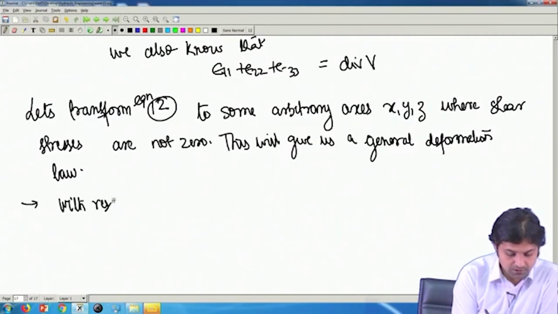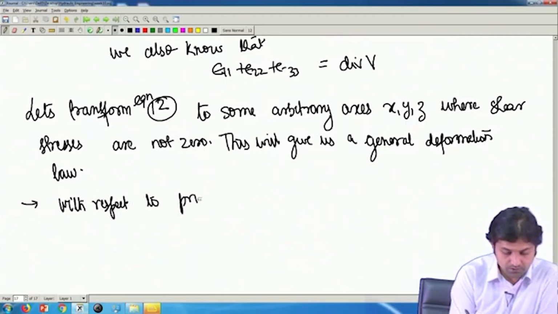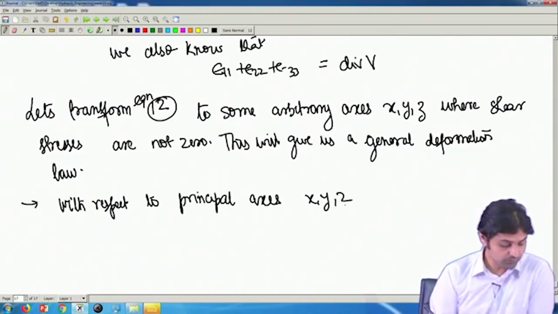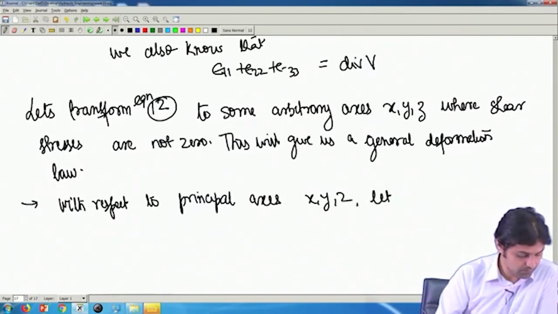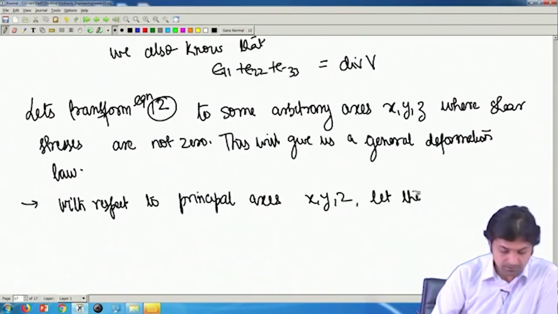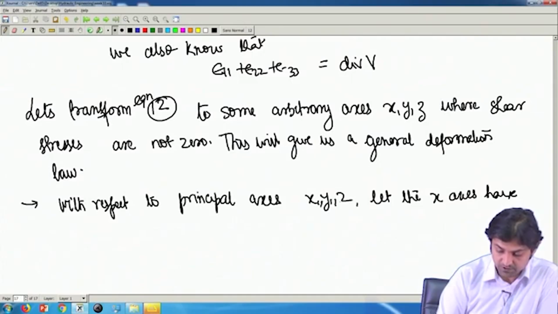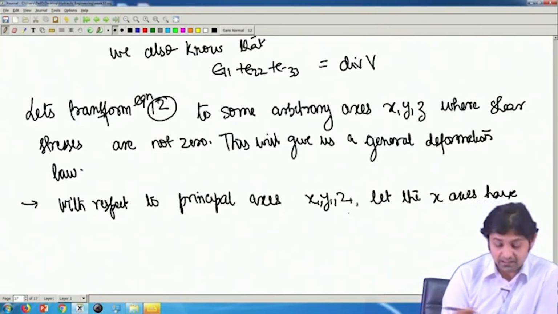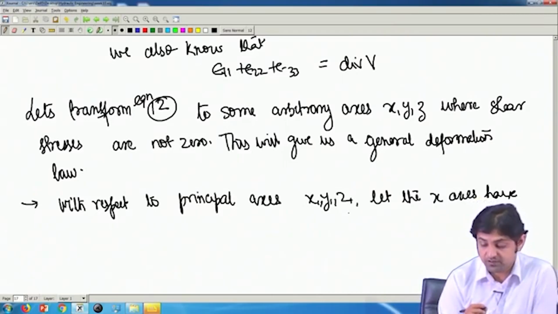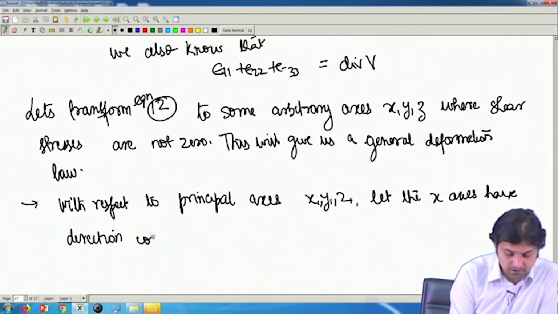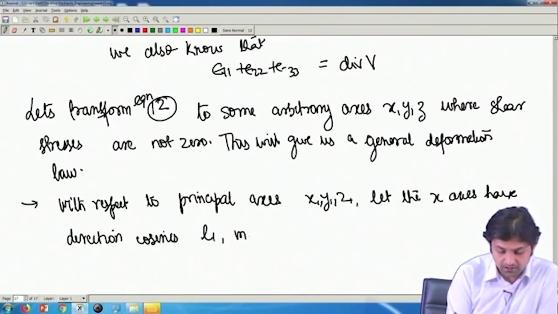So, with respect to principal axis x, y, z, let the axis, so with respect to x1, y1 and z1, let the current x axis, with respect to the previous principal axis x1, y1, z1, have direction cosines L1, M1 and N1.